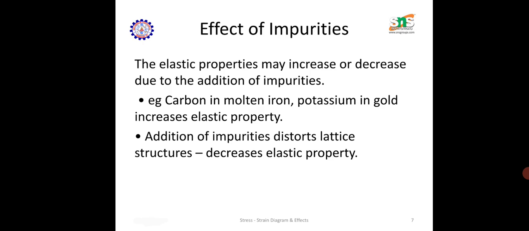The effect of impurities. The elastic properties may increase or decrease due to the addition of impurities. For example, carbon in molten iron and potassium in gold increase the elastic property. The addition of impurity can also distort the lattice structure, which decreases the elastic property.